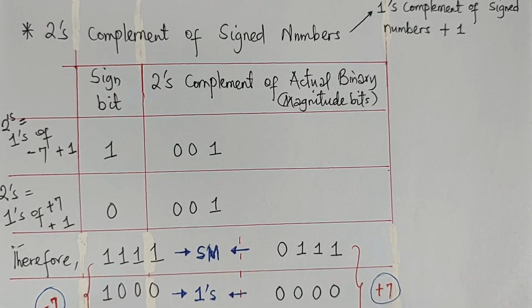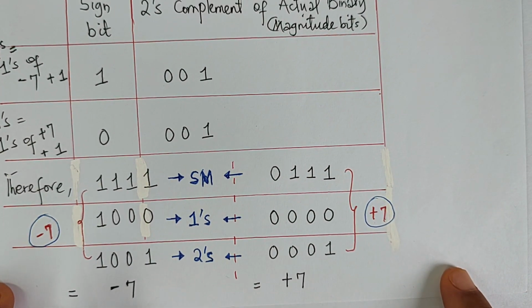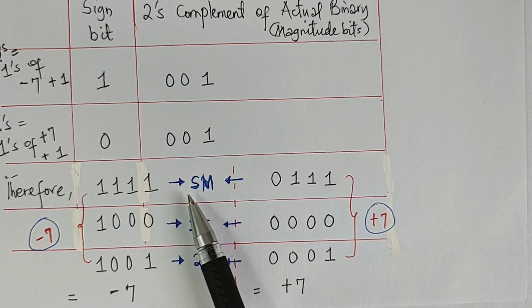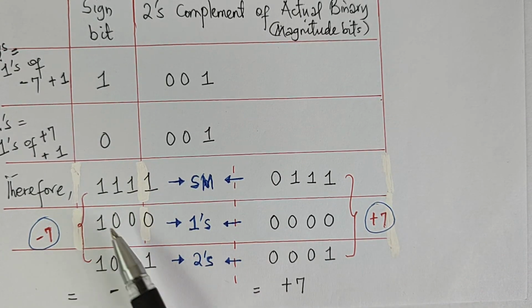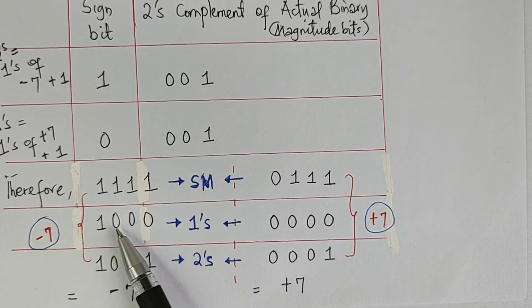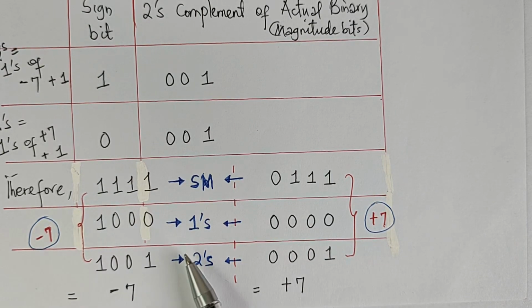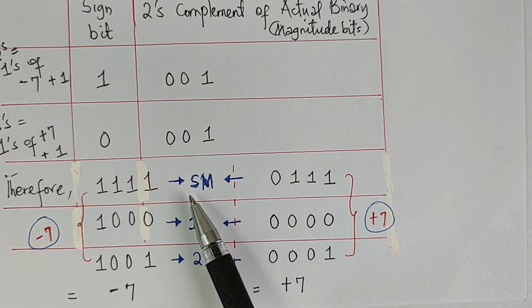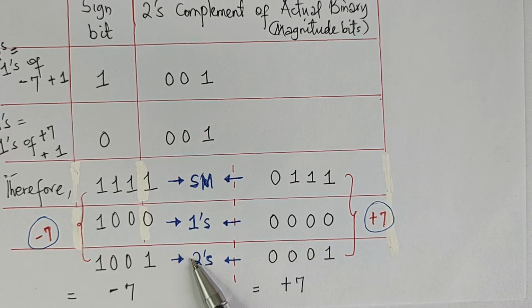So therefore, we can say that if we are considering the sign magnitude form, we have 1, 1, 1, 1. For the first complement, we have the opposite of the magnitude bits, which gives 0, 0, 0, and this one, which is the sign bit, doesn't change. Now for the second complement, we're going to have 1, 0, 0, 1. All this is for minus 7, if you're considering sign magnitude form, first complement form, and second complement form.